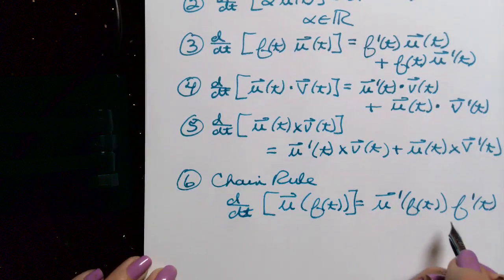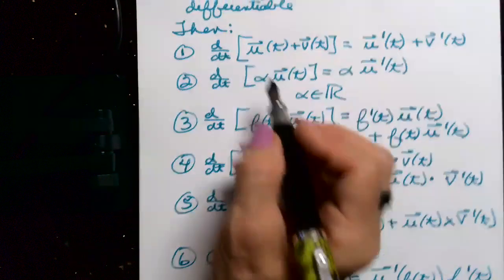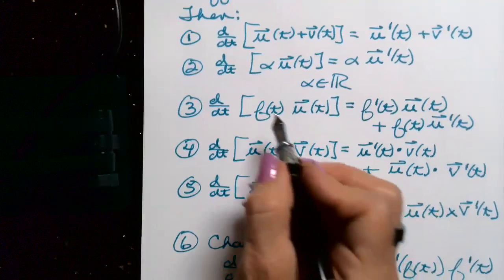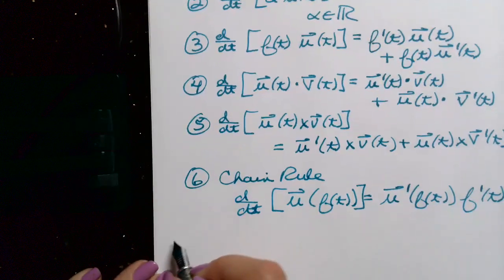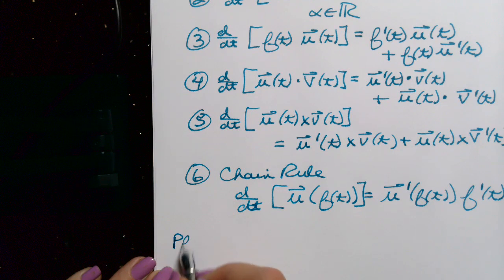So the proofs of 1 and 2 are very, very easy. Let's see why 3 is true. So let's look at the proof of 3.